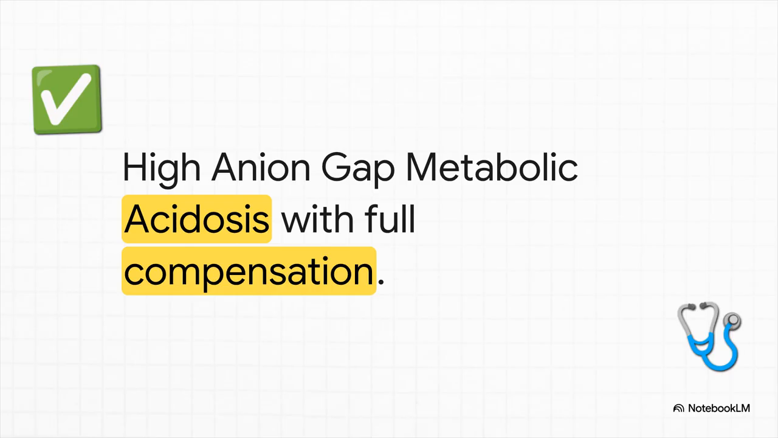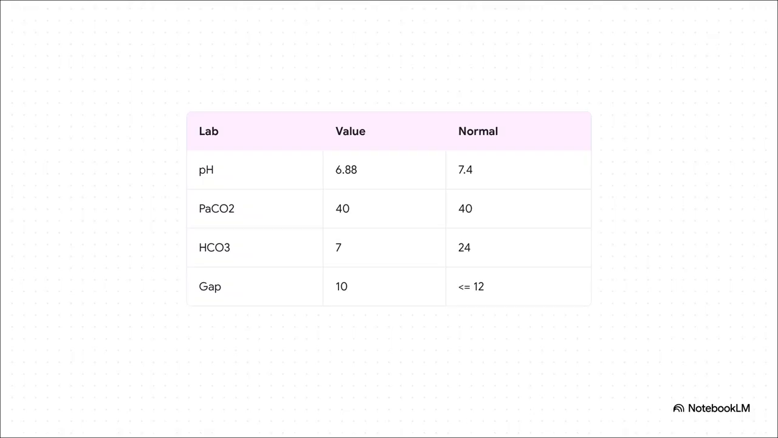We know this for a fact because if you plug that bicarb of 12 into Winter's formula, the expected CO2 comes out to exactly 24 to 28. The patient's CO2 is 24. It matches perfectly. The respiratory system has a rock-solid alibi and is doing exactly what it's supposed to do. Now, brace yourself, because this next case is straight out of a medical horror movie.